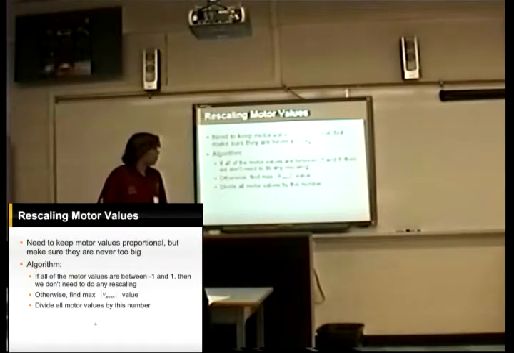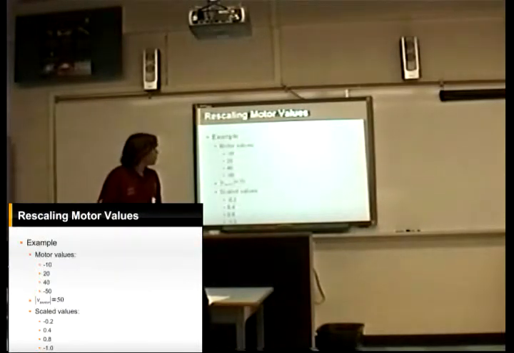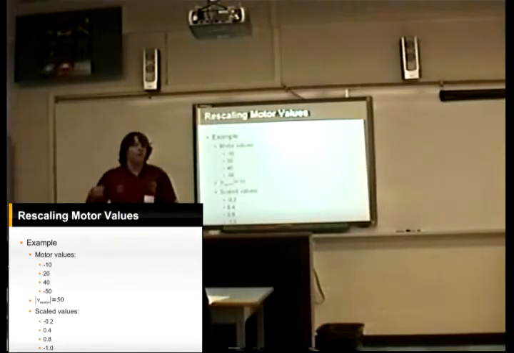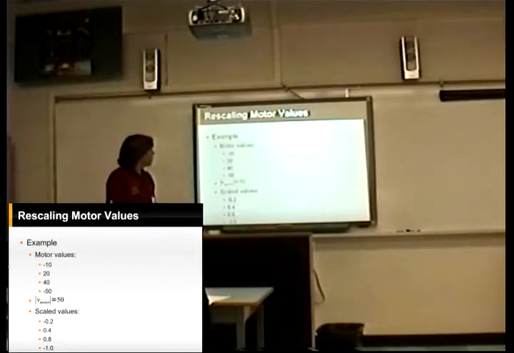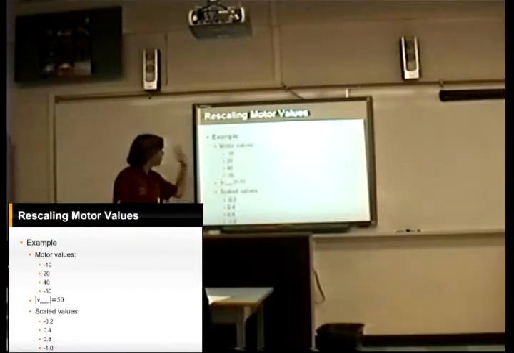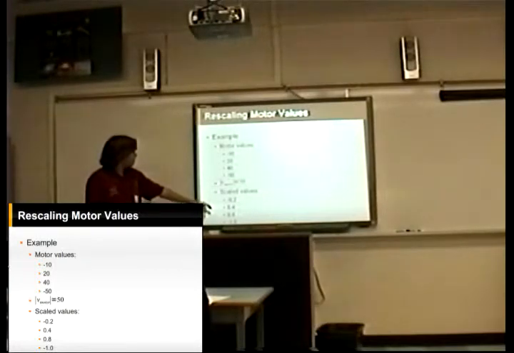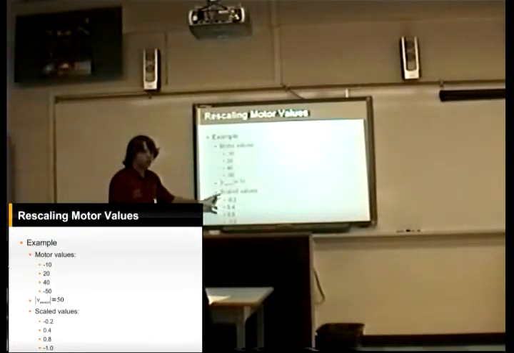So, and then we divide all the motor values by this number. As an example of this, these are pretty ridiculous values to try and set your motor to, but if we were trying to set it to negative 10, 20, 40, and negative 50, the maximum absolute value of any of the motors would be 50, because you want to chop off the negative signs, and that's the largest one. And so if we divide all the values by 50, what you might notice is these are the results we get. And these are all directly proportional to each other in the same way that these are.